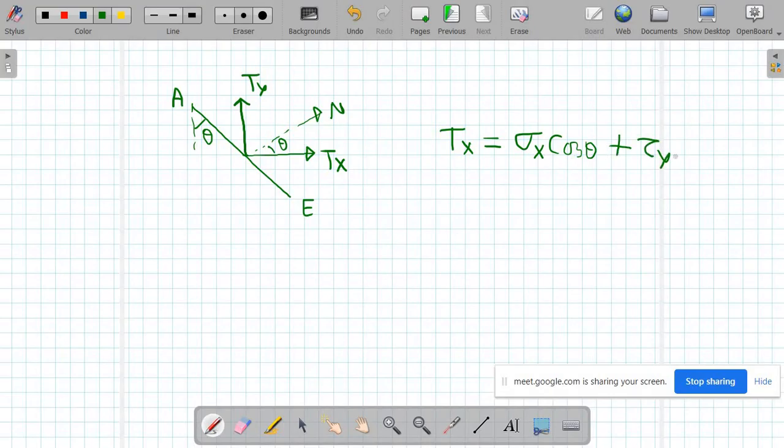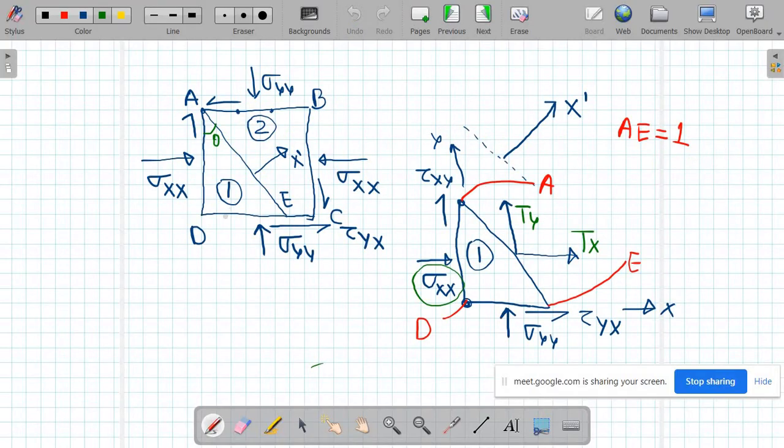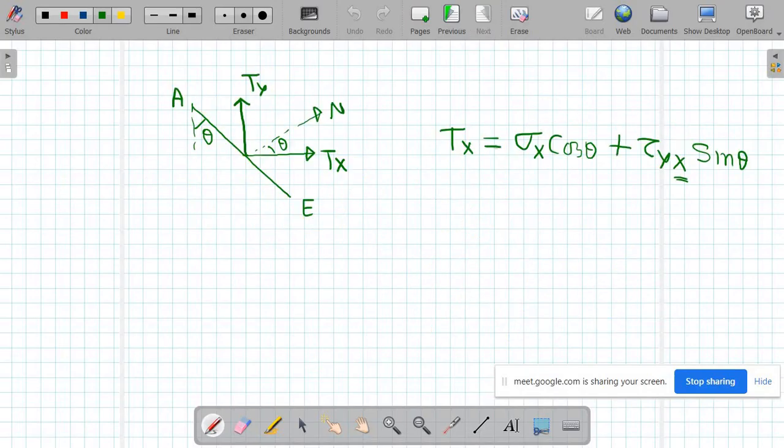Similarly yx, you just remember I am writing yx, because yx means shear force is applied in x direction, and it has to be multiplied by sin theta, because this block AE is having, DE is having a length of sin theta. So stress, shear stress multiplied by length is equal to force. So this force is also applied in x direction. So altogether this is Tx.